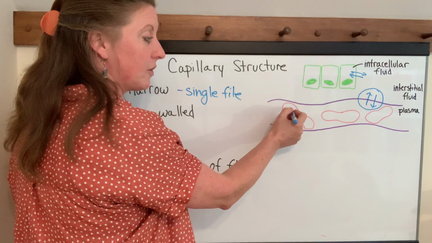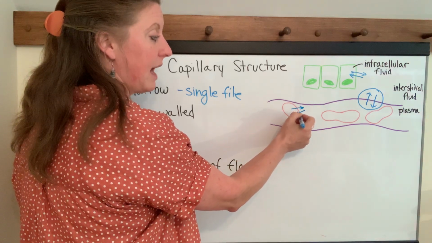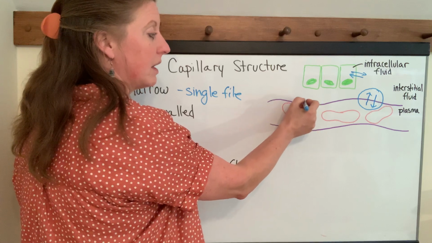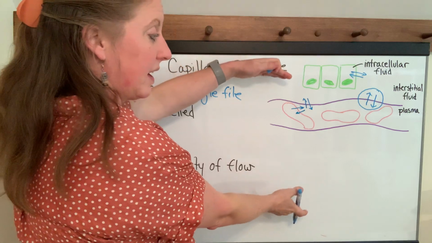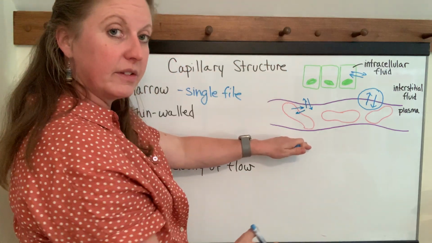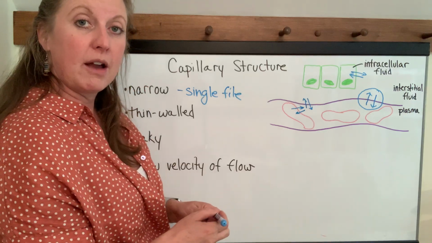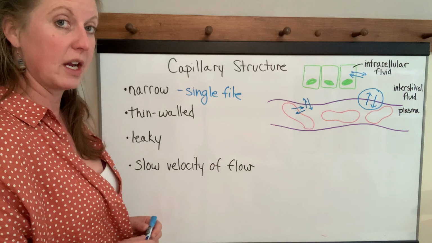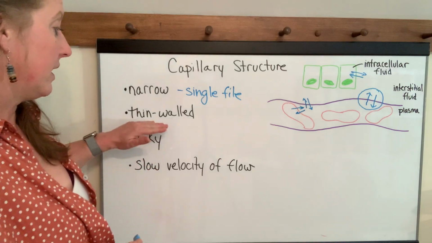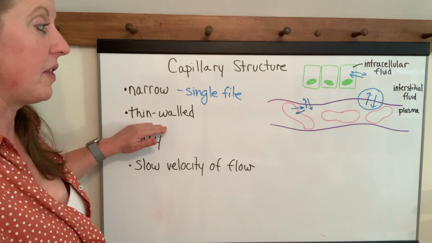So it's easy for exchange to take place between the red blood cell and the plasma, and then the plasma and the interstitial fluid. Whereas if we had a much wider vessel and there were red blood cells in the middle of the vessel that weren't close to the capillary wall, they would have a harder time doing efficient and rapid exchange. The next thing about capillaries that makes them particularly good at exchange is that they are thin-walled.